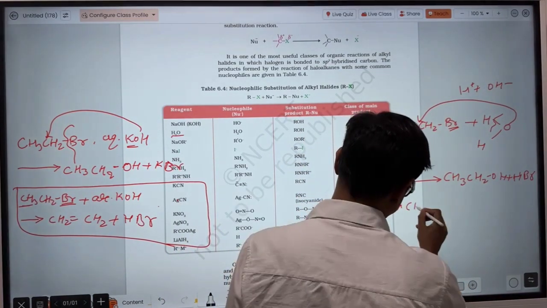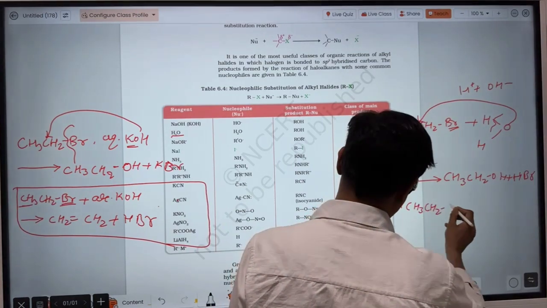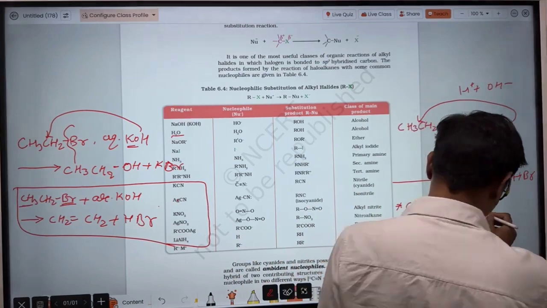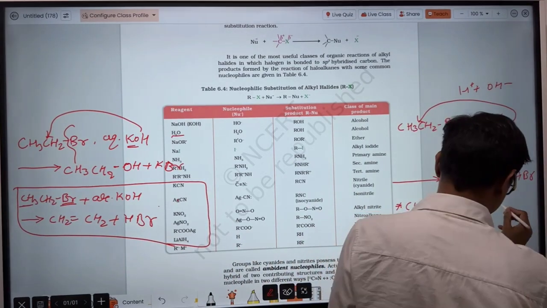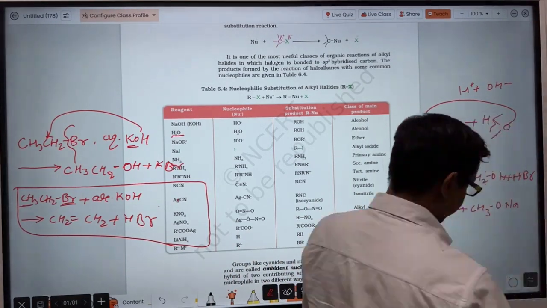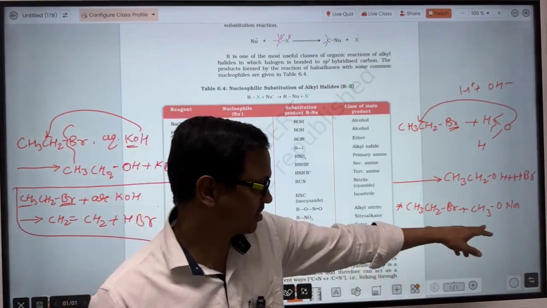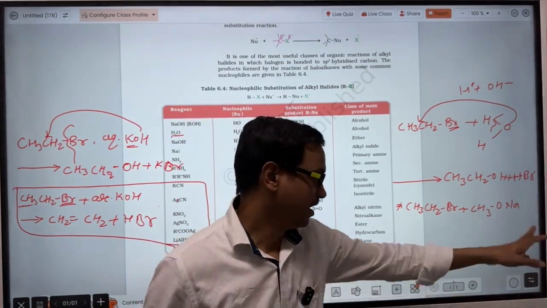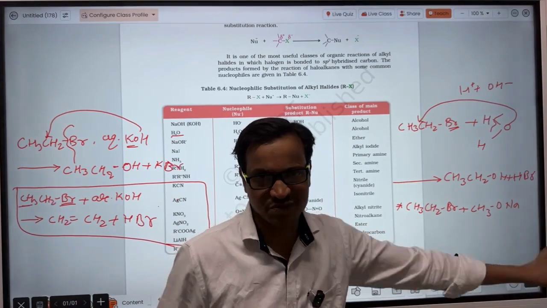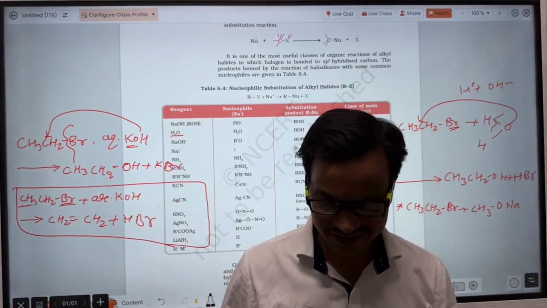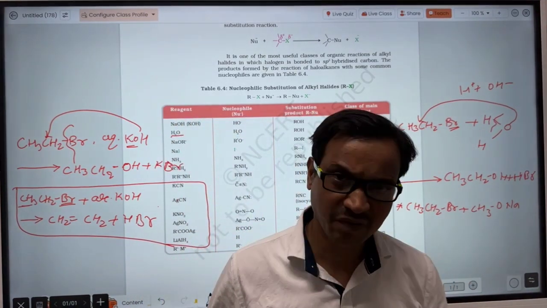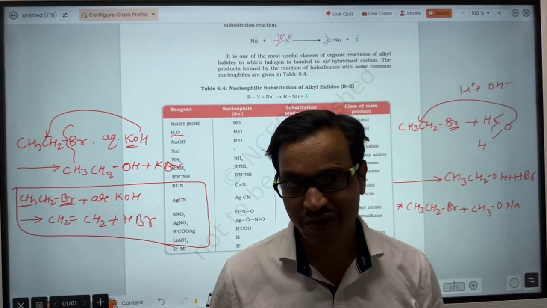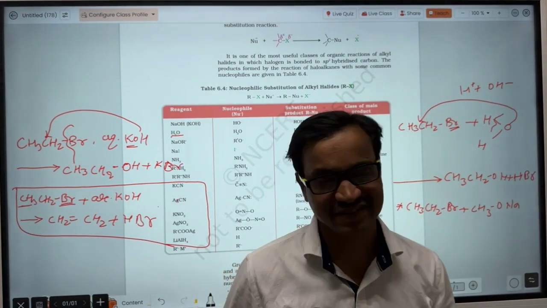Suppose this compound, R means alkyl group. So I have taken the alkyl group CH3, O and Na. What's its IUPAC name? Here oxygen is bonded to the methyl, so that will be called methoxy, and sodium is here. Firstly we write the name of the cation, and then the name of the anion. So this compound will be called sodium methoxide.